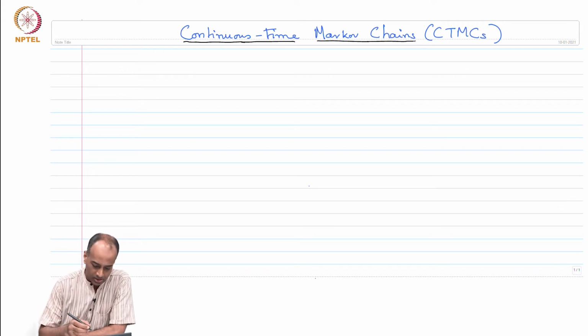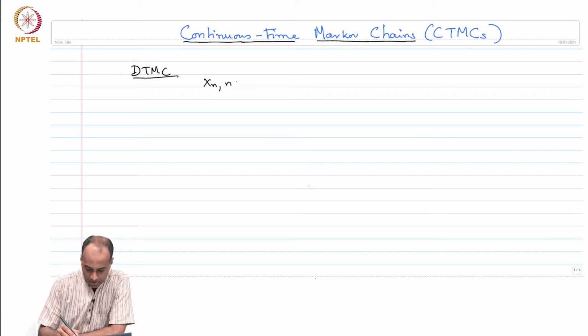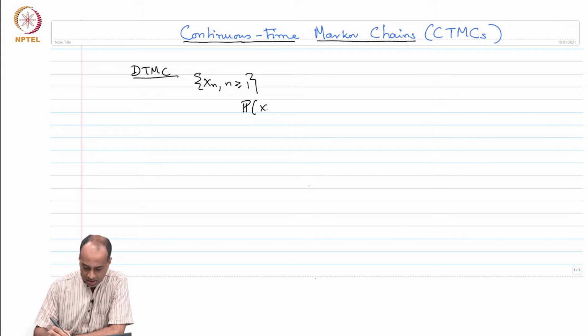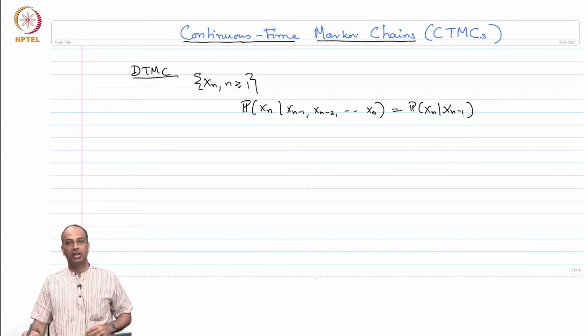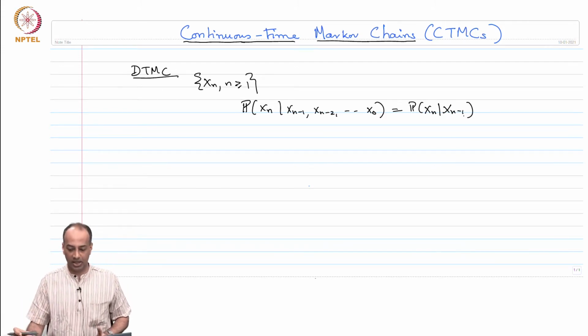If you remember, for a discrete time Markov chain Xn, the time index is n, right? And as we know, it satisfies: probability of Xn given Xn minus 1, Xn minus 2, etc. is just probability of Xn given Xn minus 1, right? For any values of the states in the past, only the previous state matters. So, this is what a DTMC is.